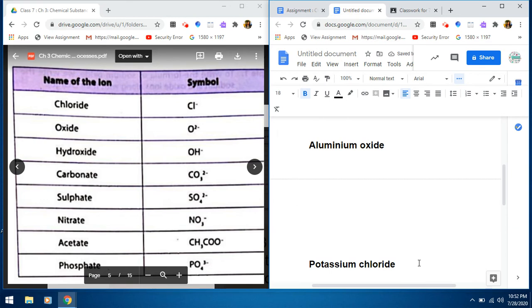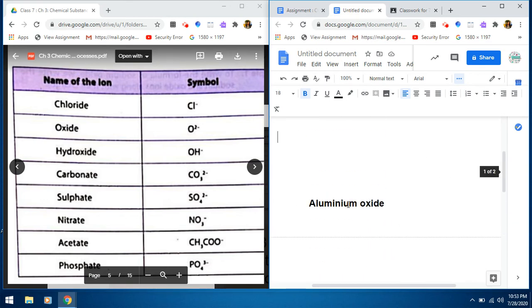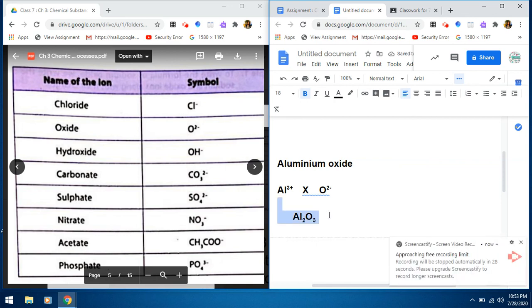We can quickly take up another compound, and let's take up aluminium oxide. In order to find the formula of aluminium oxide, we are going to write the symbols of aluminium ion and oxide ion. Aluminium ion is Al3+, whereas oxide ion is O2-. So I am going to quickly write these charges as superscripts. Now, after doing the crisscross, we see 2 will come as a subscript with aluminium, 3 will come as a subscript with oxygen. So my formula of aluminium oxide would become Al2O3. So the formula of aluminium oxide is Al2O3.